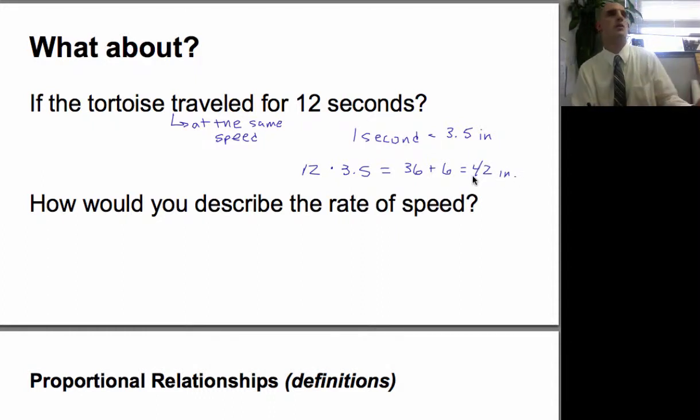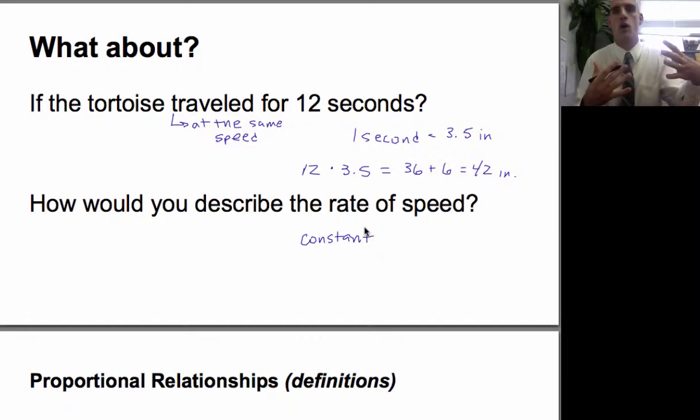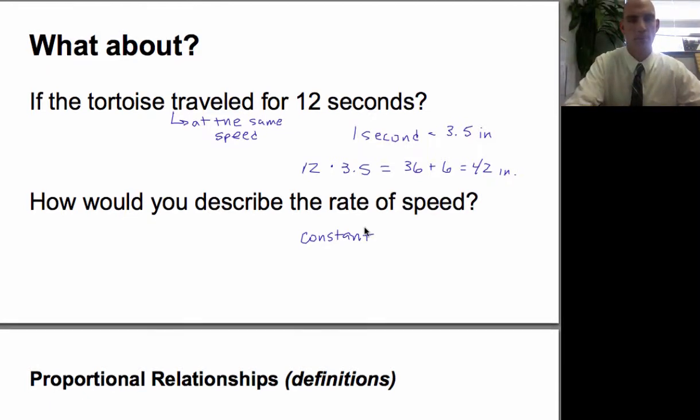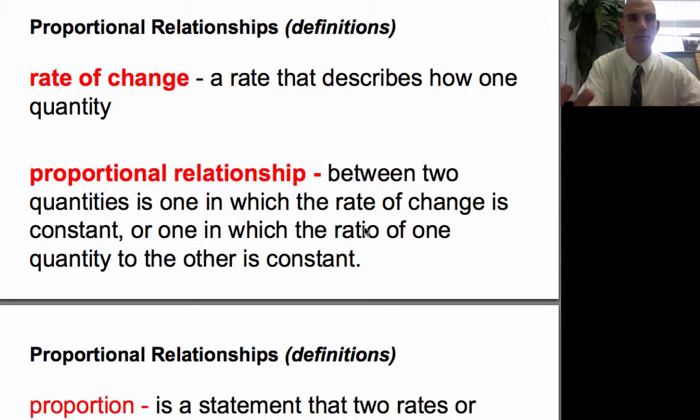So how would I describe the rate of speed? This is a very open-ended question. Some of you might say slow. That is very slow. But what they're looking for is constant. It's not changing. This tortoise is not sprinting and then walking and then jogging and then walking and sprint. No, constant rate of change. Same. This ties into proportional relationships.